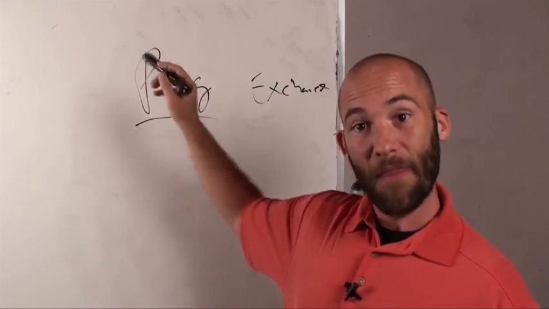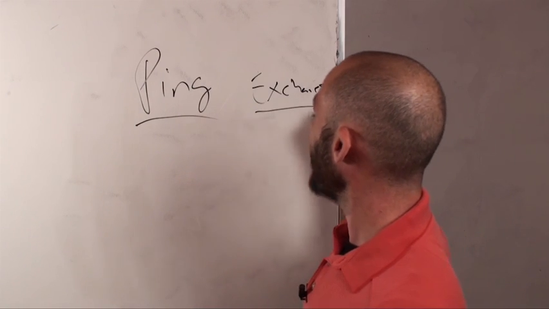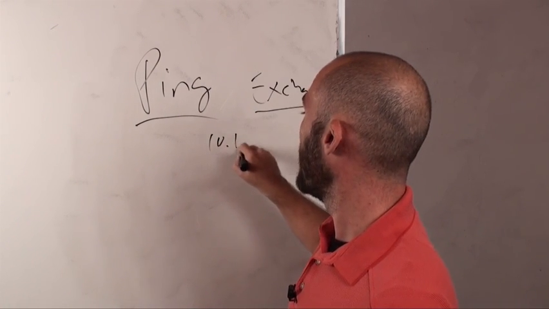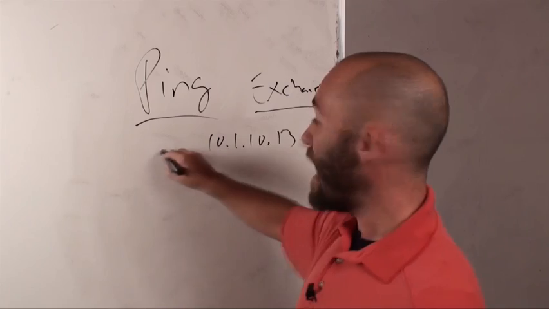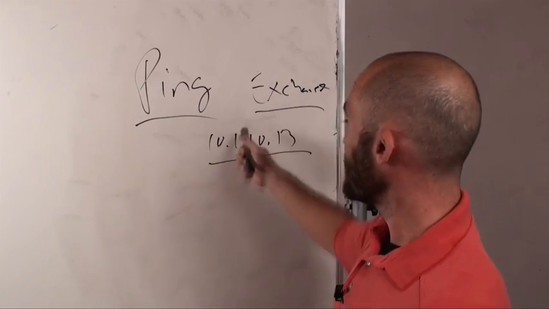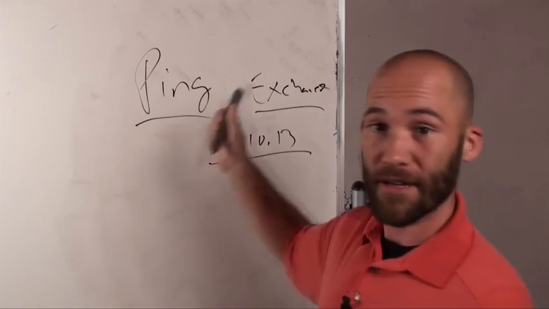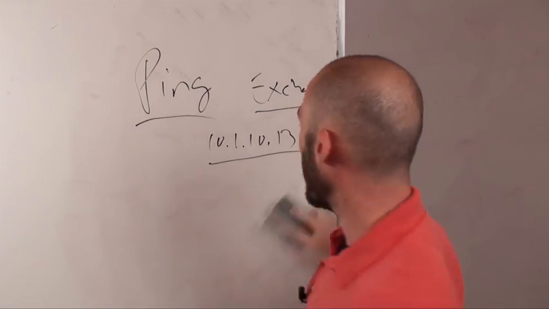Well, then the ping command talks to the DNS server, and it will figure out what this IP address is, 10.1.10.13, and then it will ping this IP address. Again, this is a very easy thing because you can see if your Exchange server is up and running, and then it will also give you the IP address of that Exchange server, in case you need it in the future.